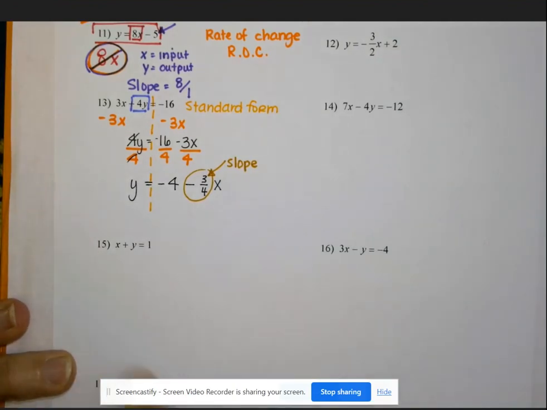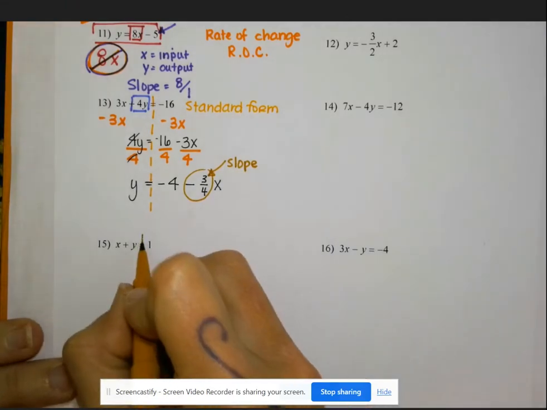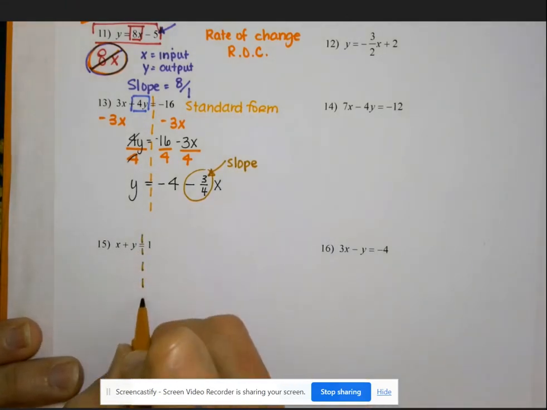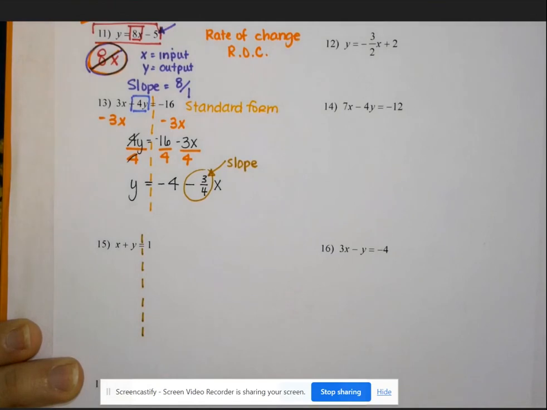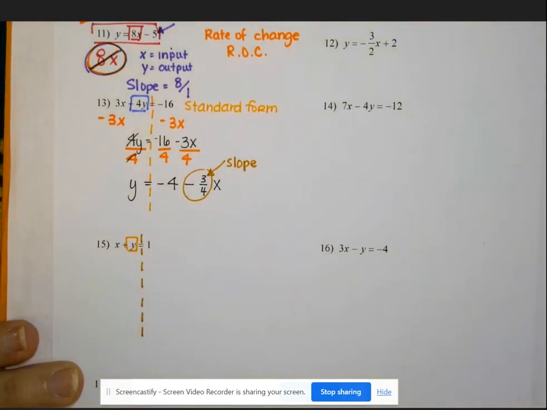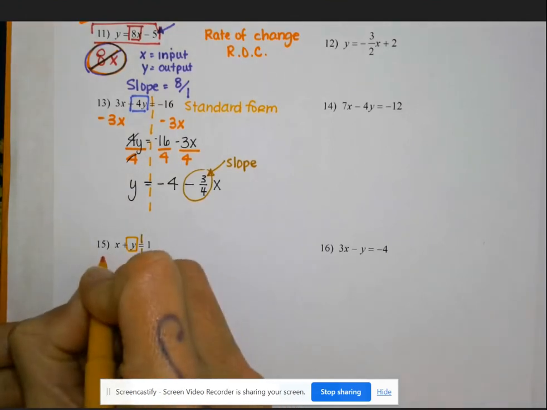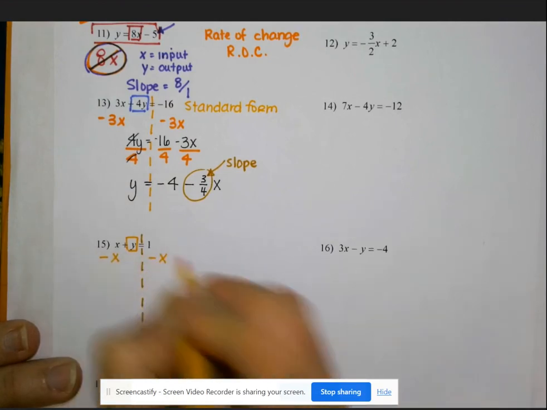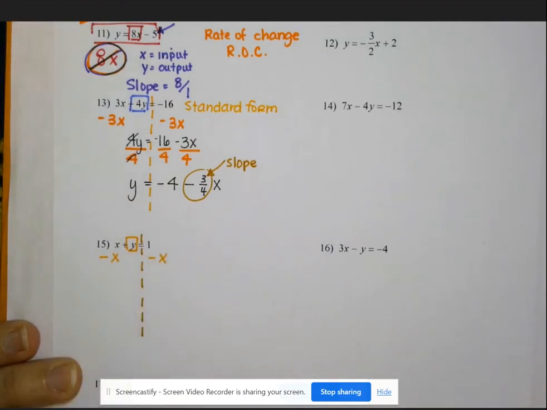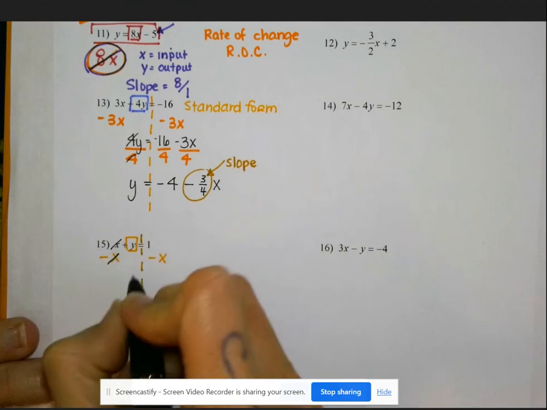These are not very complicated ones either, but number 15, as is, trick question. Don't fall for it. Can you tell me what the slope is? Not as is, right? We got to get y by itself. So in this case, how am I going to move that x? Subtract what? Perfect. So subtract 1x, and there's an imaginary 1 in front of it. So these are gone.